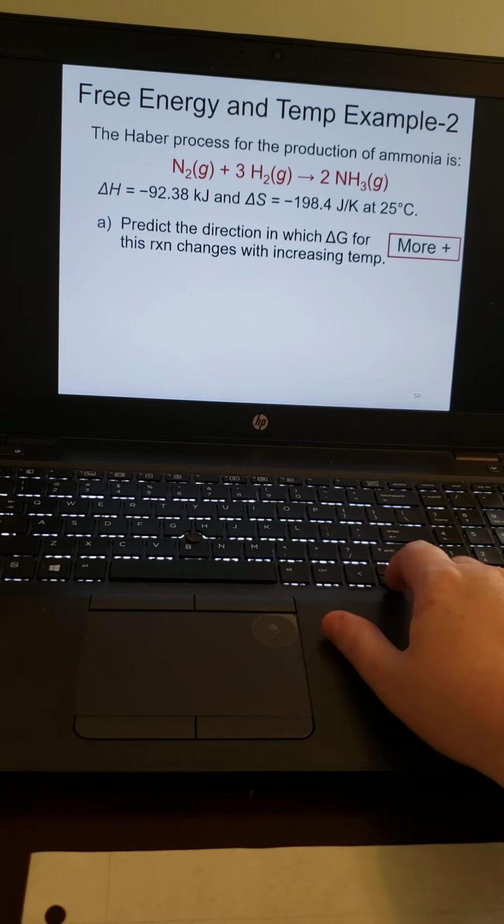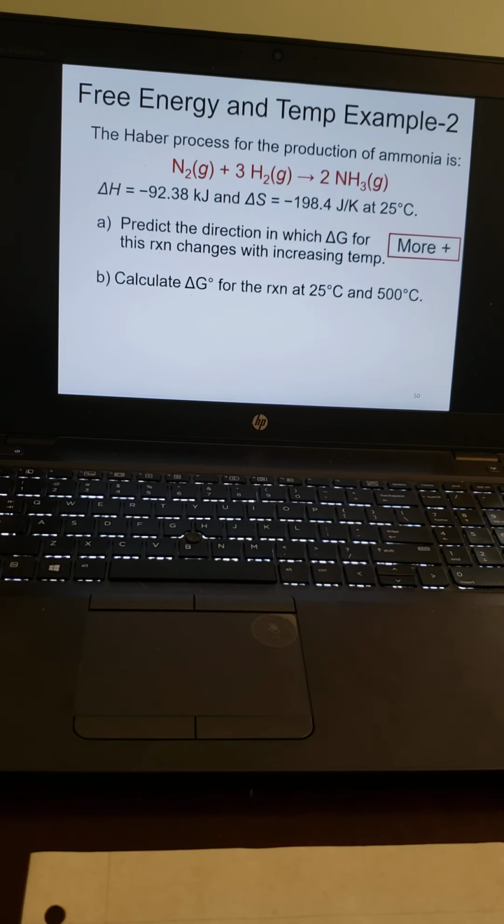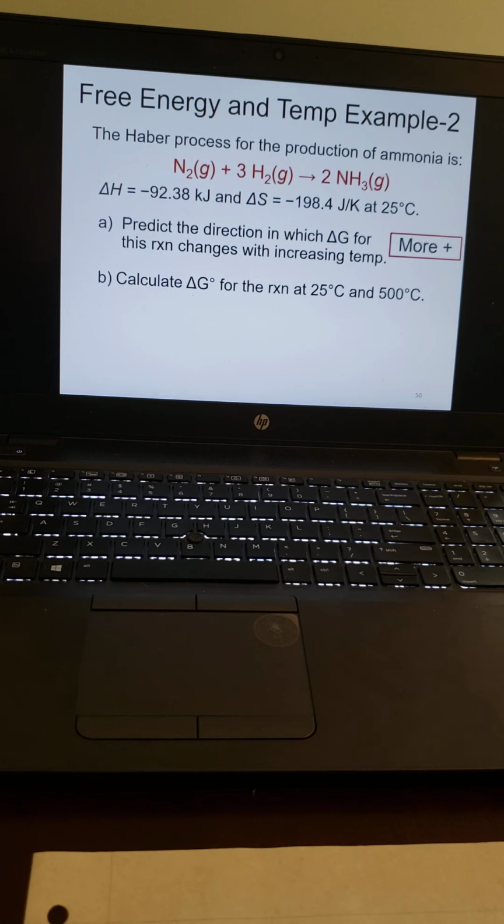Okay, so now let's do some math. So we're going to calculate delta G naught, or delta G. Ignore the degree symbol. We'll talk about the degree symbol later. Sorry about that. Calculate delta G for the reaction at 25 degrees Celsius and 500 degrees Celsius.